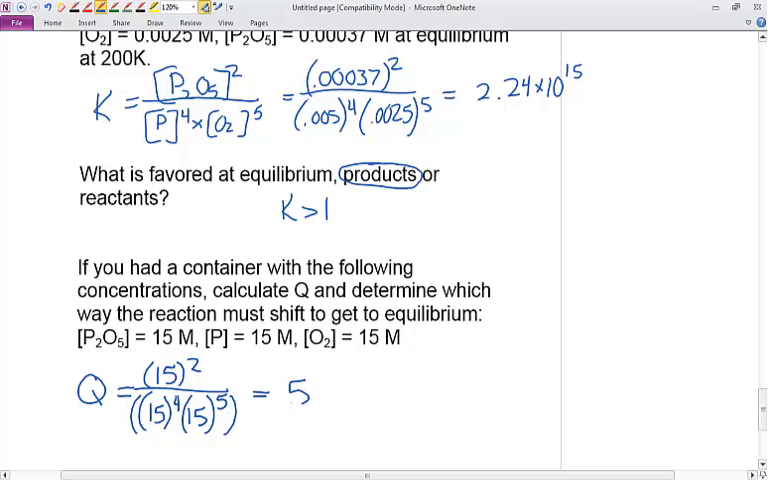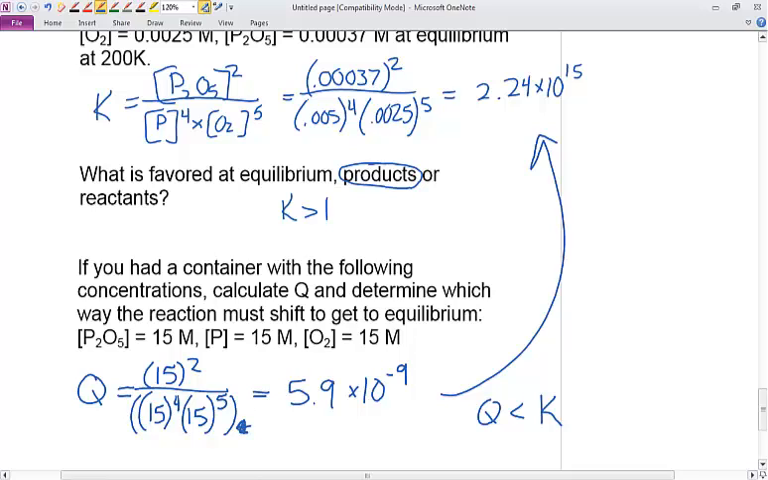When you plug that in, you get 5.9 times 10 to the negative 9th as your Q, your quotient at this given time. So let's compare that to our K value. It looks like Q is a really tiny number, so Q is much smaller than your K value. That means, oh no, we've got too much of the stuff on the bottom. We've got too many reactants, so we need to shift away from the reactants, so we need to shift forward.